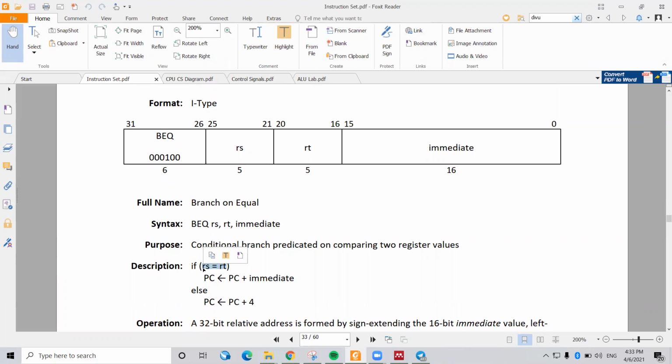Can anyone tell me, between the arithmetic operations we did in the ALU, which one is more suitable when it comes to comparing two numbers? For example, let's say we have 5 in one of the registers and 10 in another one. We want to compare 5 and 10 to see if they're equal. What kind of arithmetic operation should we implement here to find out if these two registers are equal or not? Can anyone guess?